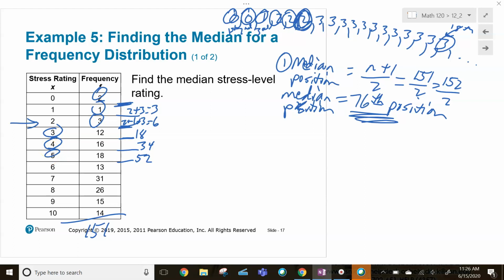Now 52 plus that 13, I got 65. So the 65th number is a 6. And then I begin with my sevens. I have 31 sevens. And if I go 65 plus 31, the 96th number is a 7. Remember, I got 31 of these.